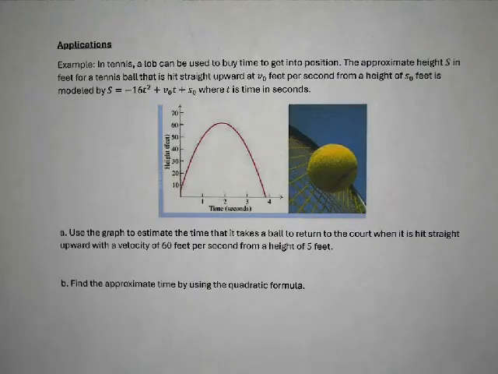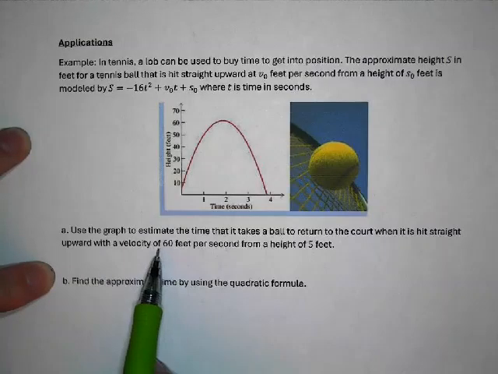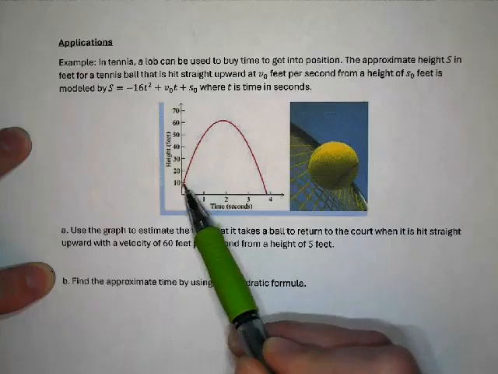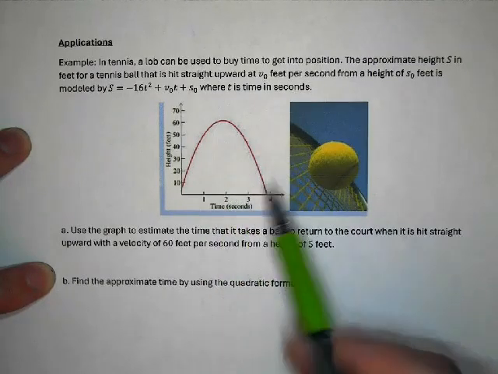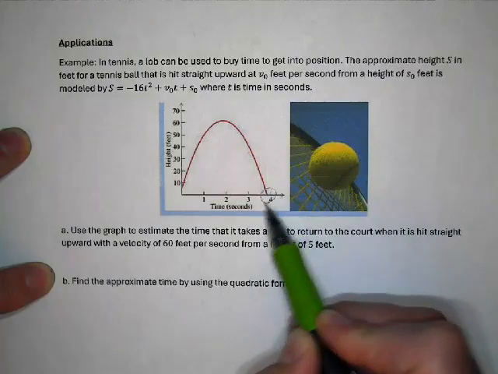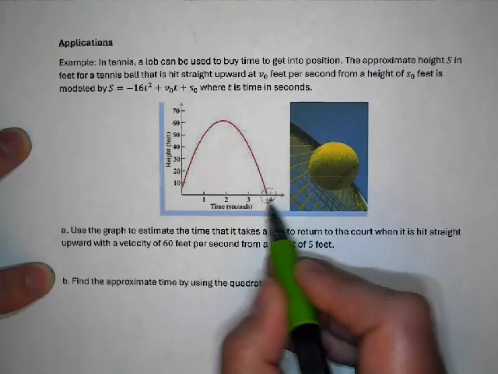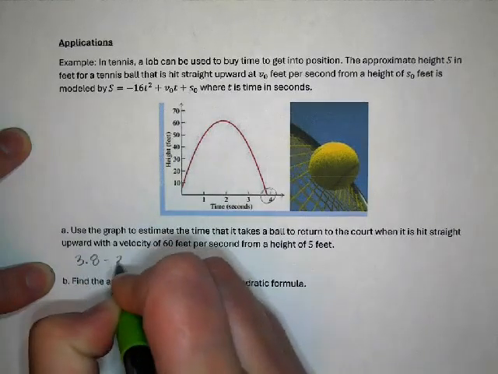So first they want you to use the graph to estimate the time. So here is where the person hit the lob, the tennis ball goes up in the air and then it comes back down, and this is where it hits the ground. So if I'm going to make an estimate on the time it was in the air, I'd say like a little less than 4 seconds. So maybe like 3.8 to 3.9 seconds. Somewhere around there is going to be my estimate.